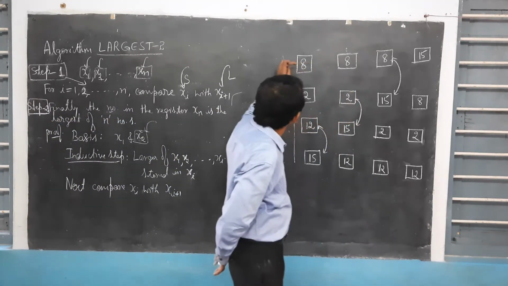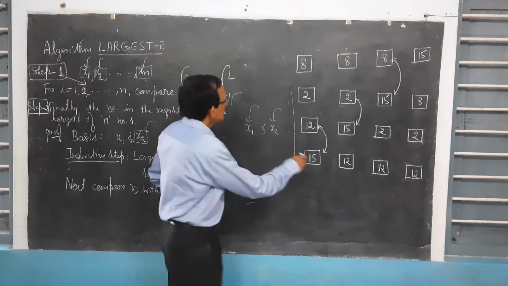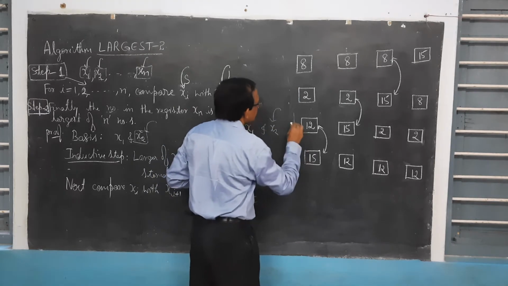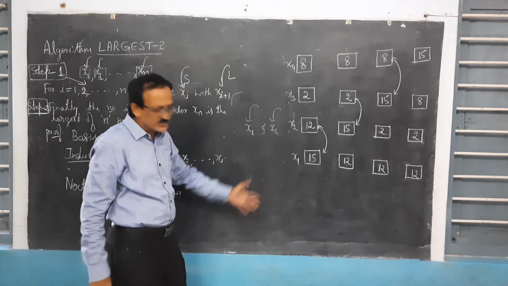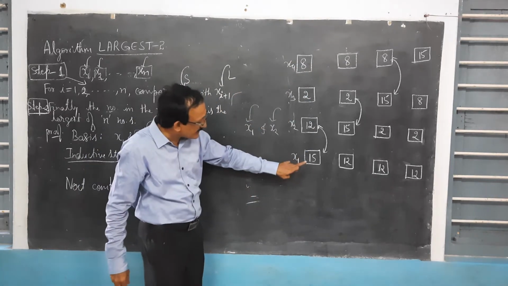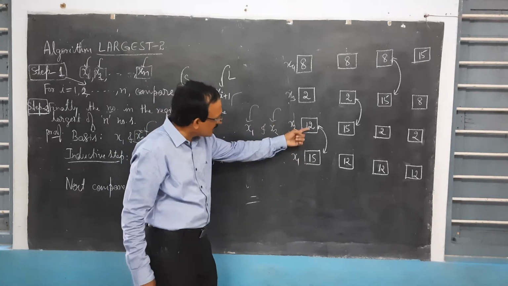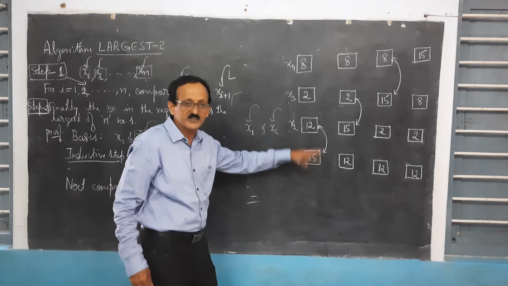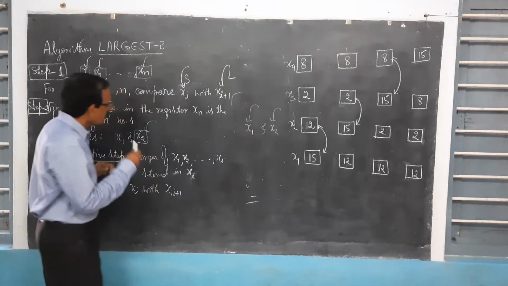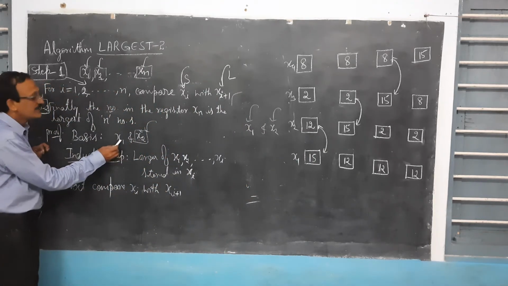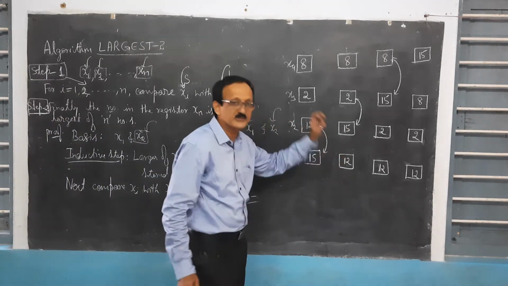Now, this example. Here there are four values: 8, 2, 12, 15. They are stored in the registers x1, x2, x3, x4. You compare the content of x1 with the content of x2. x2 is smaller, x1 is larger, so interchange. The smaller is stored in x1 and the larger is stored in x2.